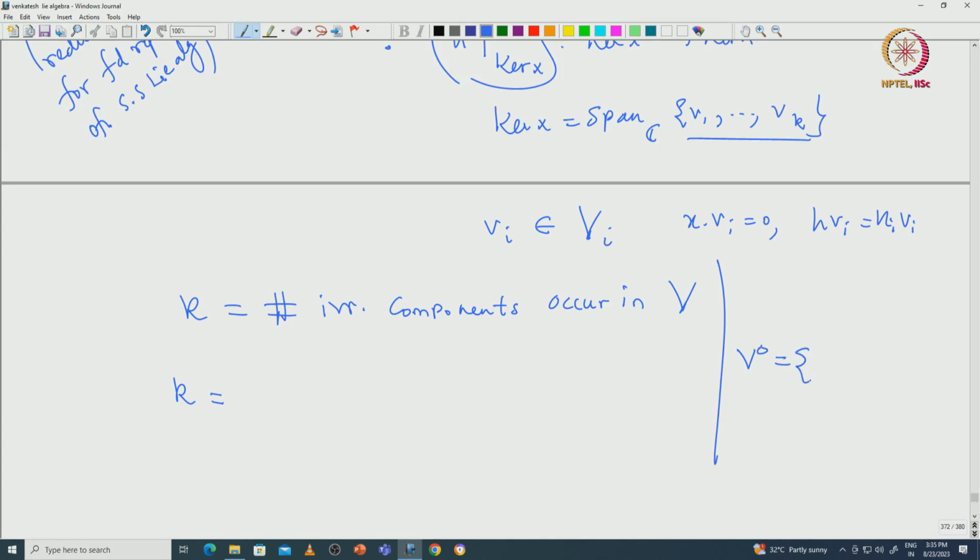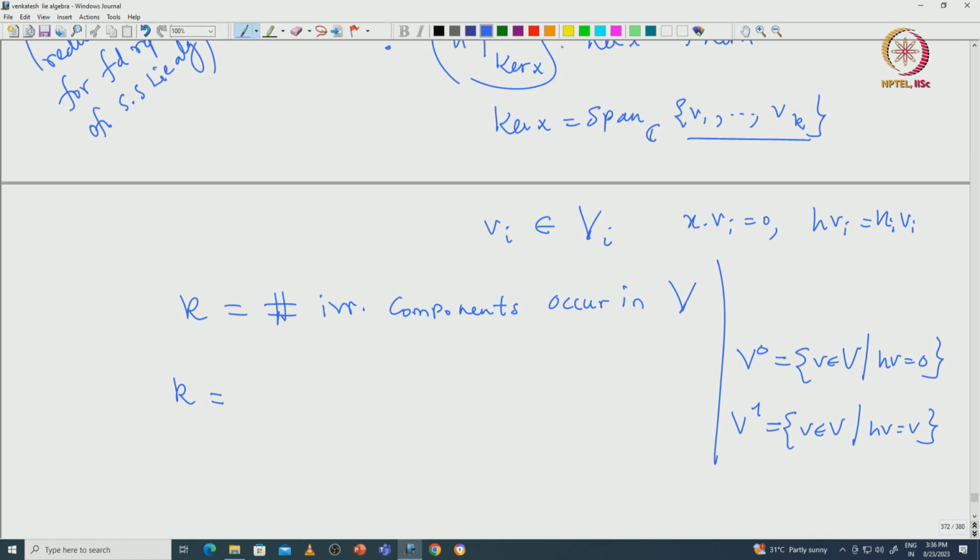So, V naught is those vectors in capital V where H is killing, and V 1 is those vectors in capital V such that H V leaves V. So, that means one is the kernel of H, the other one is the kernel of H minus identity. So, V naught corresponds to the eigenspace with respect to H of eigenvalue 0, and V 1 corresponds to the eigenspace corresponding to eigenvalue 1.